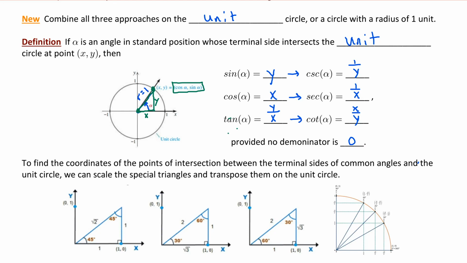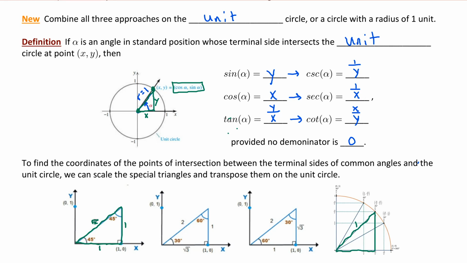So now we need to find those specific intersection points between the terminal sides of all of our common angles and the unit circle. To do this, we can scale the special triangles and transpose them onto the unit circle. Let's begin with a 45-45-90 triangle. Recall that for the special 45-45-90 triangle, we set the legs of that right triangle to be 1, and we calculated the hypotenuse to be the square root of 2. What we want to do is take this special triangle and put it in standard position, but we want to scale it so that the hypotenuse is 1 unit long.